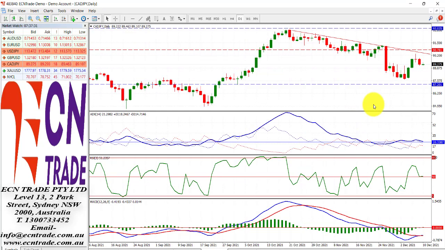CAD yen still remains somewhat negative since that long-legged doji and backing away from that down slight trend there. You can see resistance around 90.20. I still feel we are looking down towards 87.20.